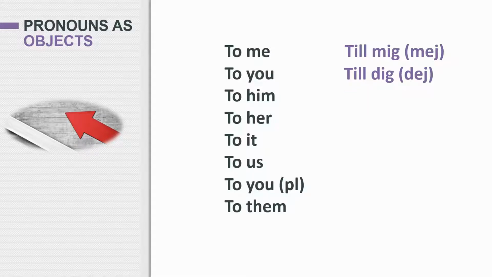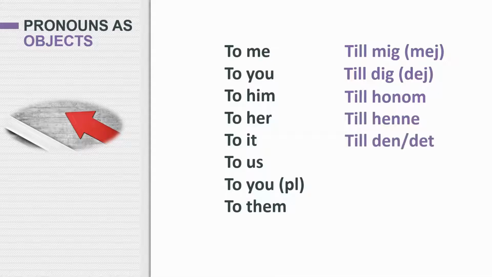What about to him? Till honom. And of course we said to her was till henne. So what about to it? Till den or till det. And to us? Till oss. So once again, the us part is very similar. We, us becomes oss. So you can see the parallels.